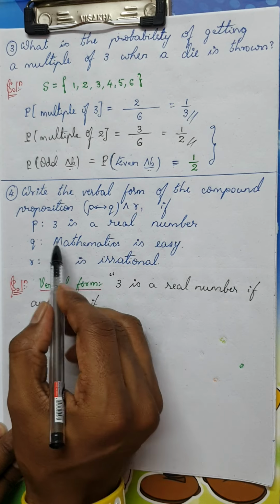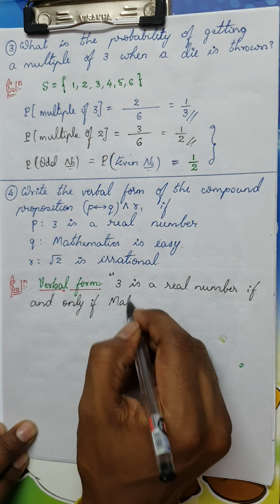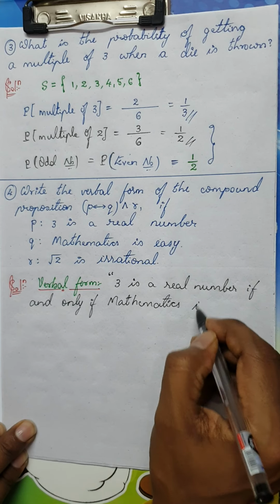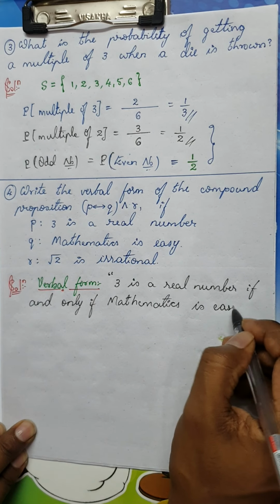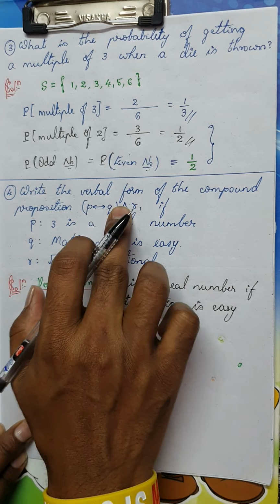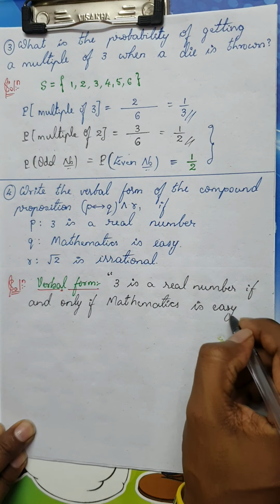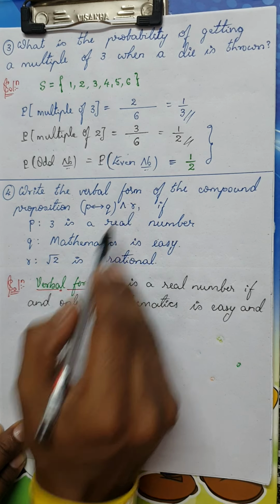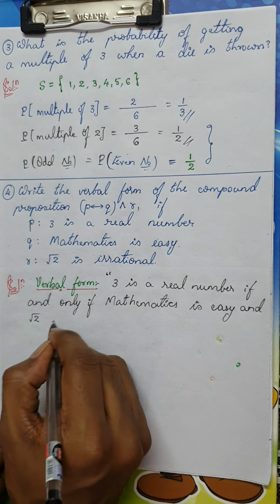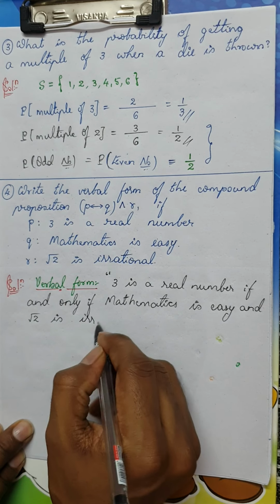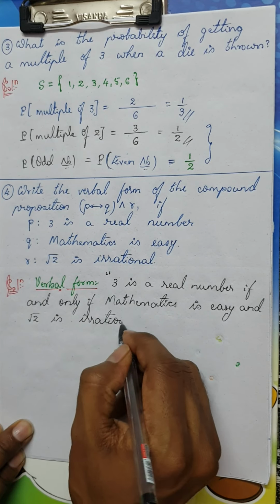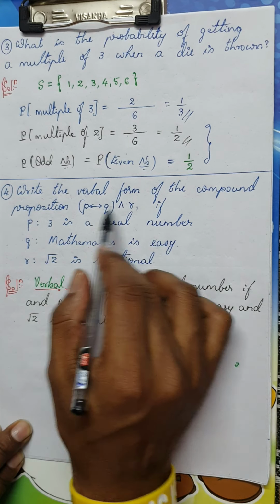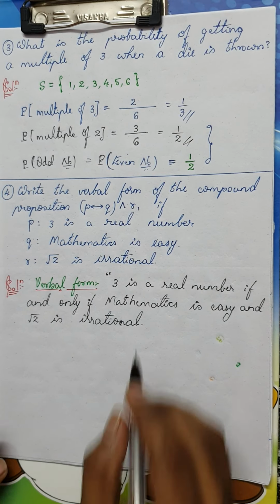Q, what is Q? Mathematics is easy. If and only if mathematics is easy. Okay, this is enough. And remember, because this is the conjunction, you can take and. What is r? Take down r as it is. Root 2 is irrational. So this is the verbal statement of the given compound statement, which is in symbolic form.